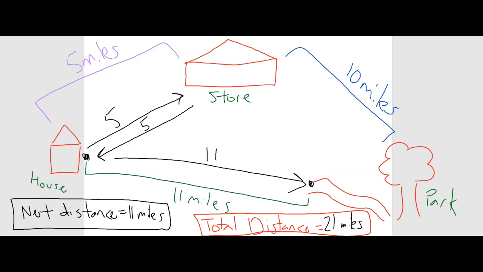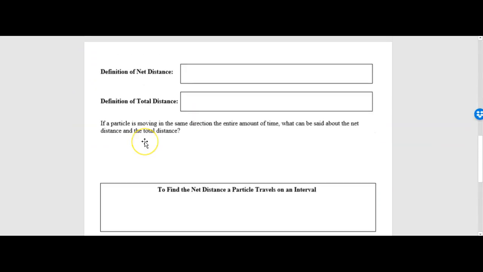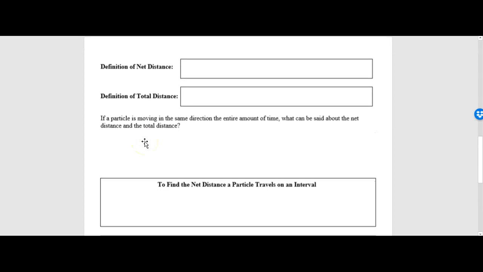Okay, let's go write some definitions and we'll look at a practice problem or two for net and total distance. All right, so definition of net distance: the distance between the starting point and the ending point.